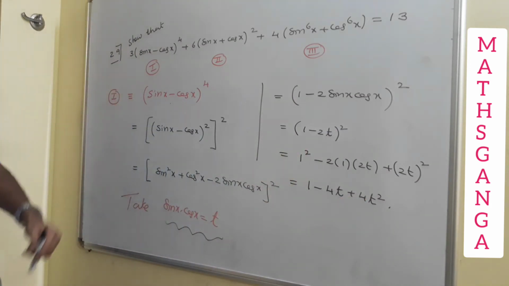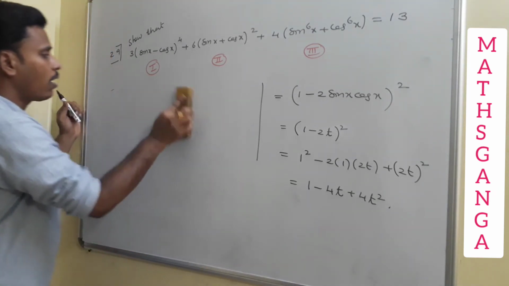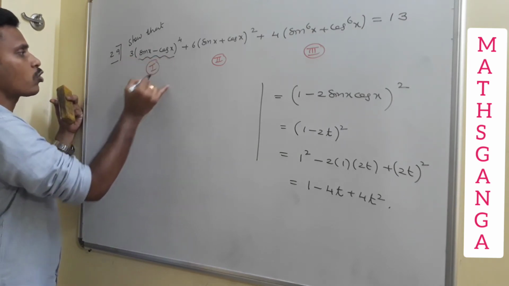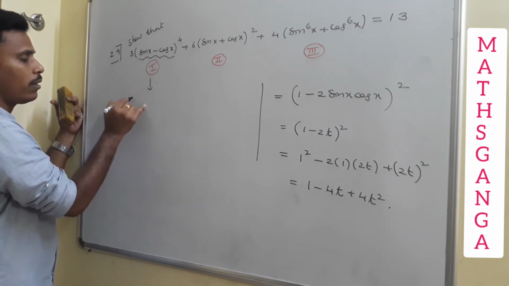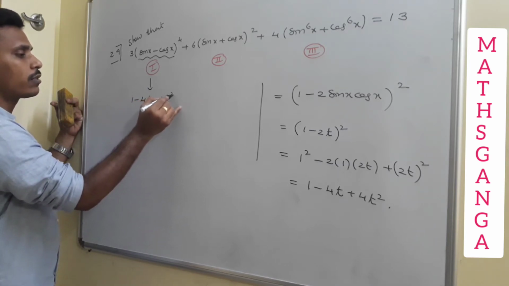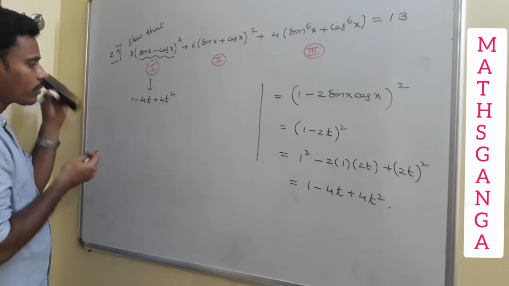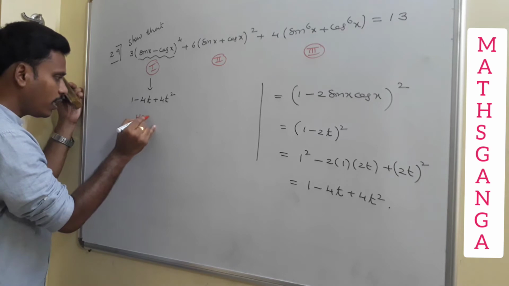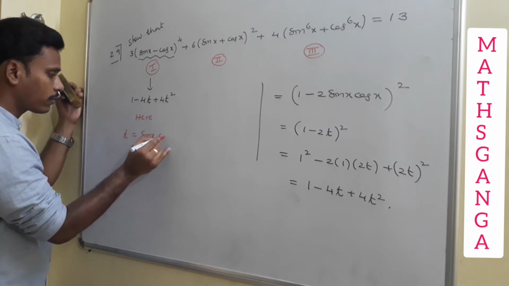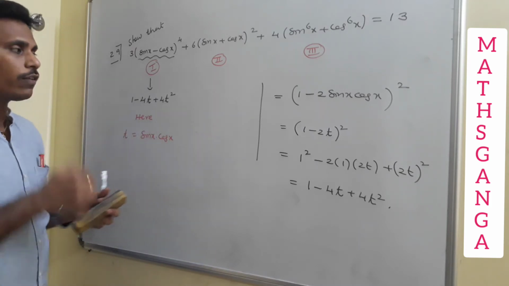So at the end, the first expression on simplification, what do you have? On simplification, the first term, (sin x minus cos x) to the power 4, is nothing but 1 minus 4t plus 4t square. You need to note what t is here. Here t is nothing but sin x into cos x. This is the simplified value for the first term.